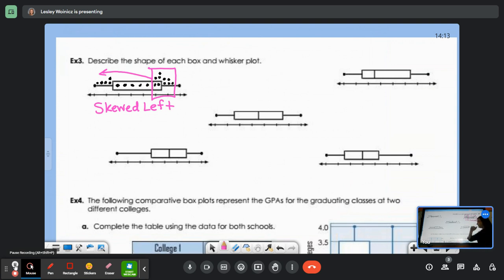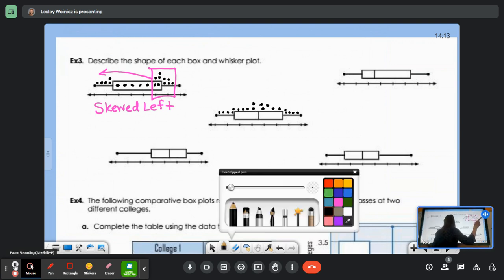Okay, let's go across. All right, go back to your 5 dots. 1, 2, 3, 4, 5. Yes, kind of even. We're kind of going for that. So, do you remember what this shape was called? Perfect. Symmetrical. Yeah, symmetrical.